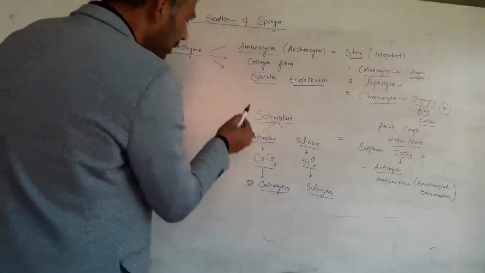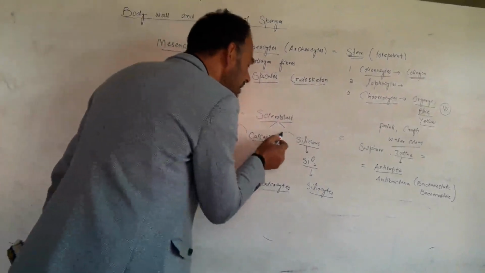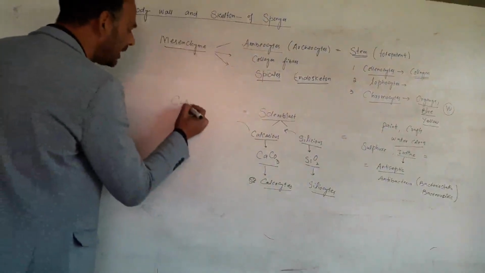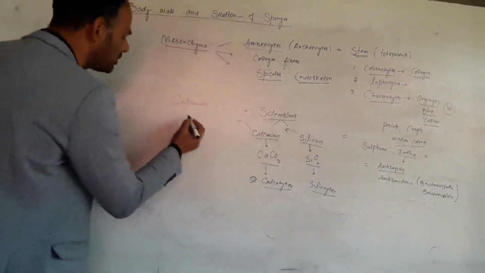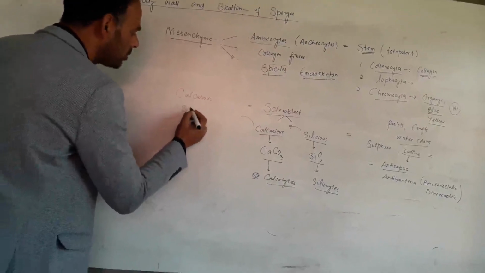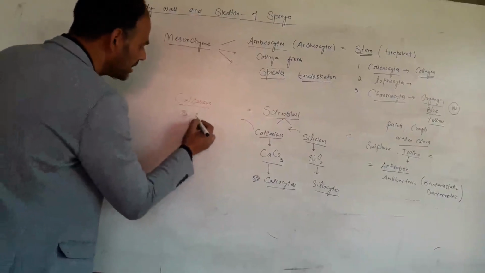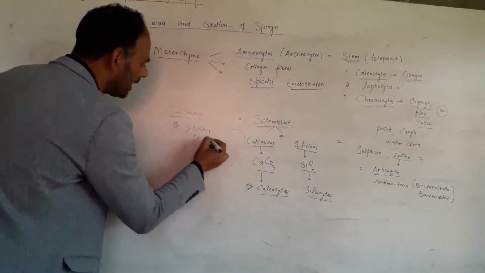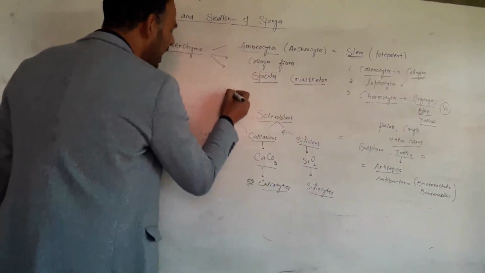skeleton. Because of the calcareous skeleton and the siliceous skeleton, two classes are found in them. One is called Calcarea because of the presence of calcareous skeleton, and the other because of the presence of siliceous skeleton. The class that has the calcareous skeleton, that is called Calcarea.